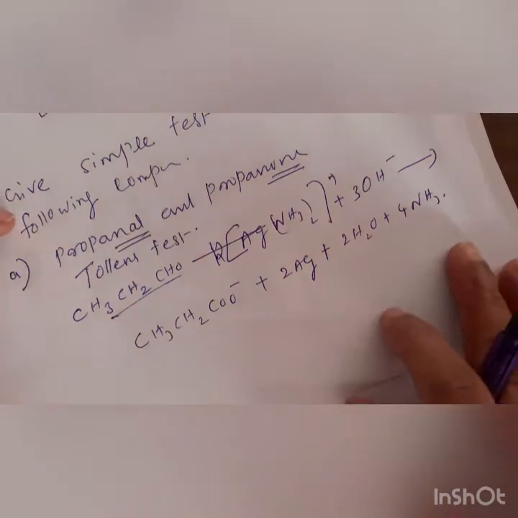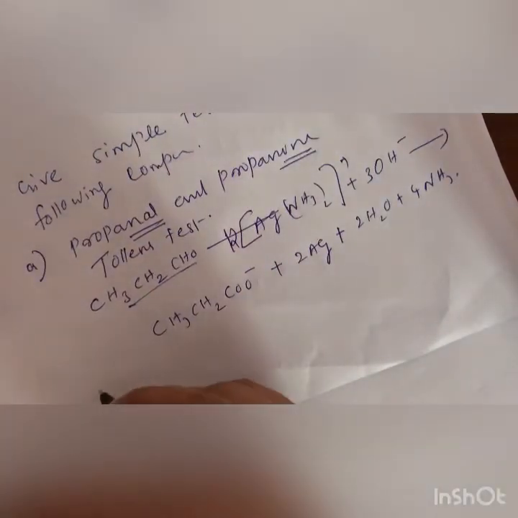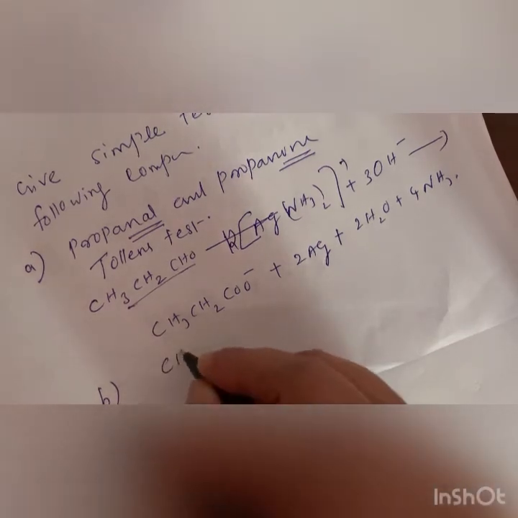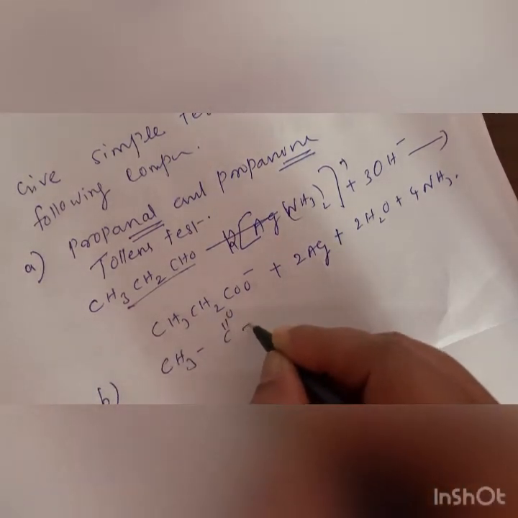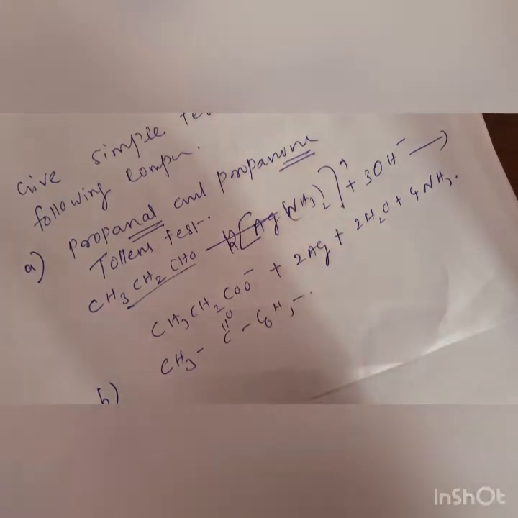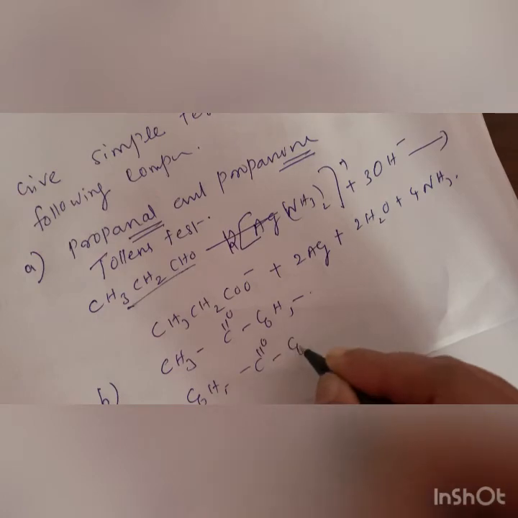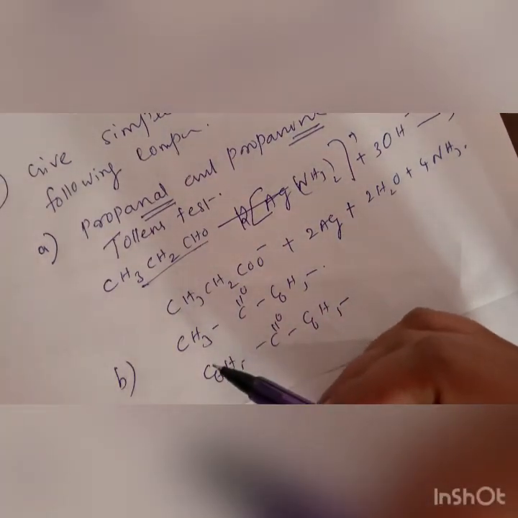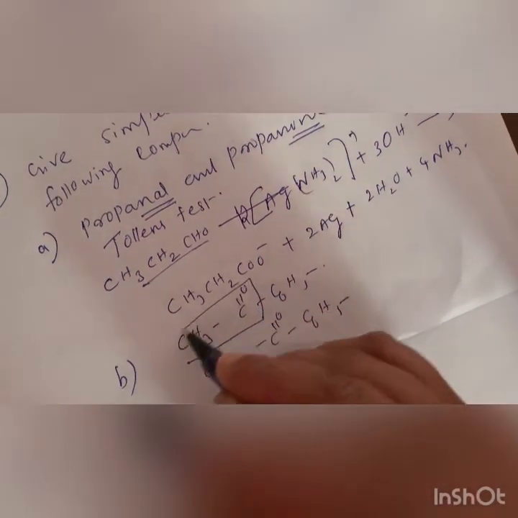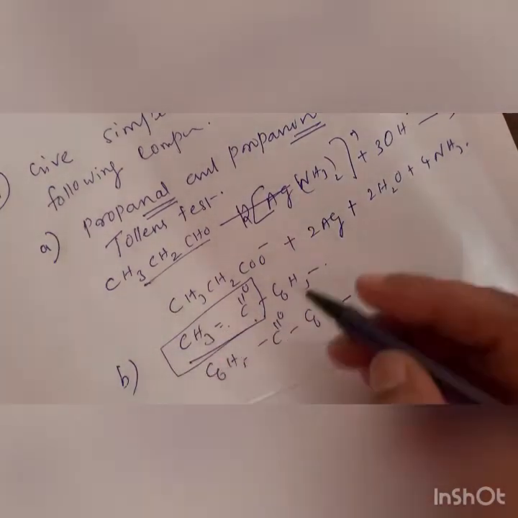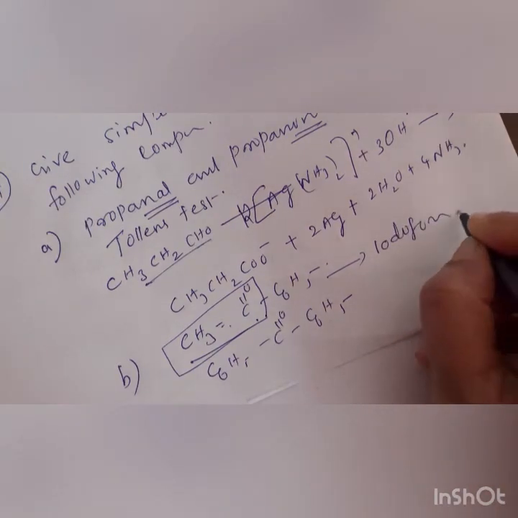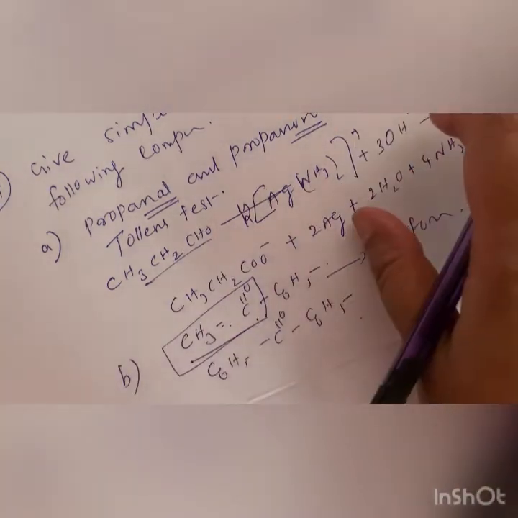Now the next one: acetophenone and benzophenone. What is acetophenone? CH3 C double bond O, C6H5 is acetophenone. What is benzophenone? C6H5 C double bond O, C6H5 is benzophenone. Both are ketones, no? So which test can we use? Here you can see the CO group with CH3, a methyl ketone. So this one will answer the iodoform test, and this will not answer the iodoform test.